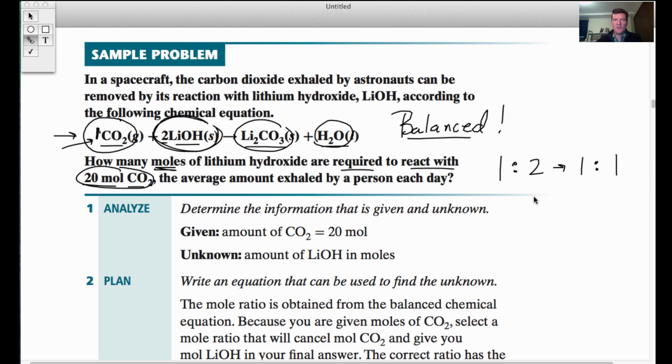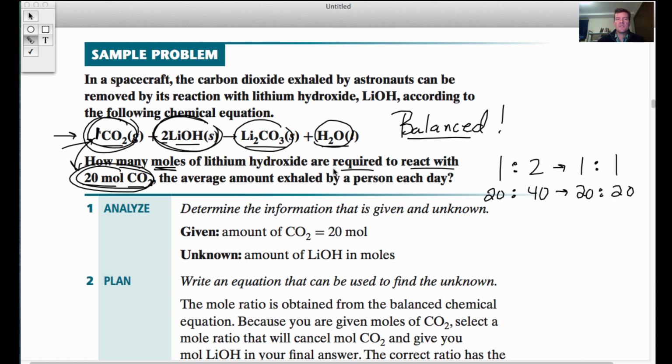That's the ratio of those 4 species in this reaction. And now we're told, well, what if you have 20? Well, all you do is multiply everything by 20, because the carbon dioxide was 1 and now it's 20. So it got multiplied by 20. So we're going to multiply everything by 20. So this is going to be a 20 to 40 to 20 to 20 ratio.